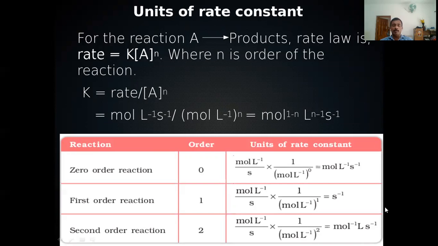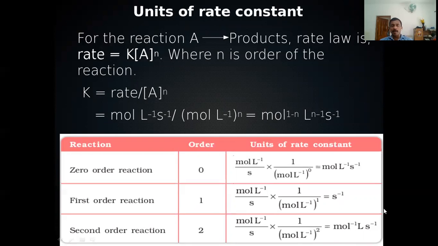So what is the unit of rate constant? K is mole per liter per second, or mole liter raised to minus 1, second raised to minus 1, divided by mole per liter raised to N. N is the order of the reaction. So for an nth order reaction, the unit of rate constant can be represented as mole raised to 1 minus N, L raised to N minus 1, and second raised to minus 1.